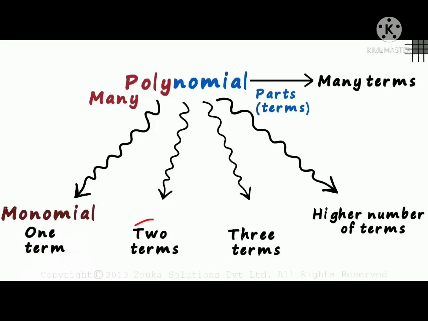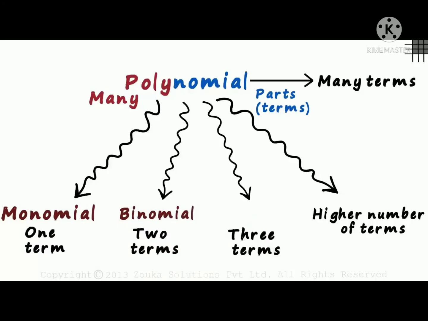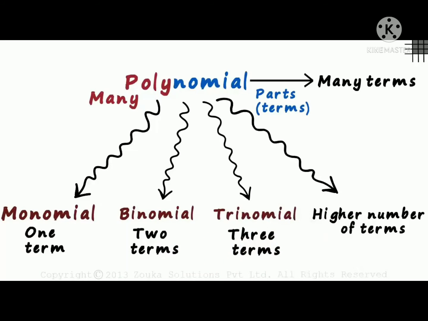An expression with one term is called a monomial. An expression with two terms is called a binomial. And an expression that has three terms is called a trinomial. Mono is 1, bi is 2, and tri is 3.